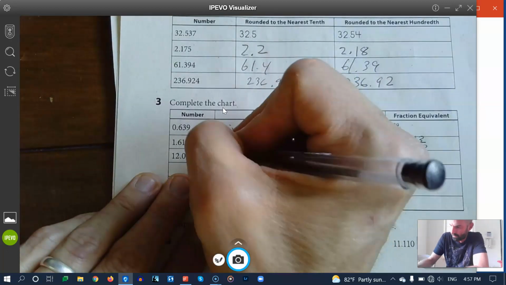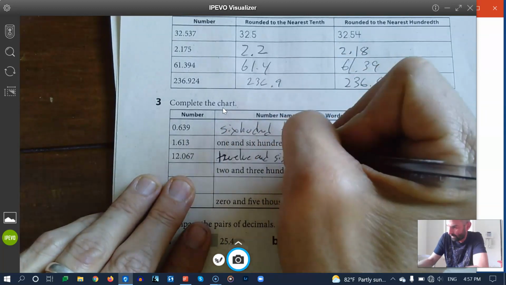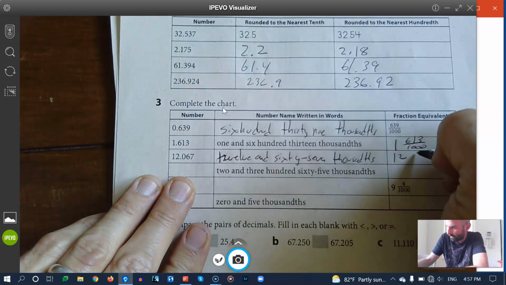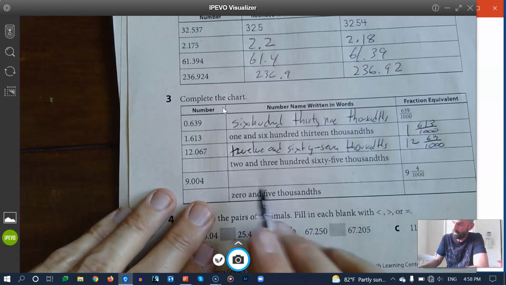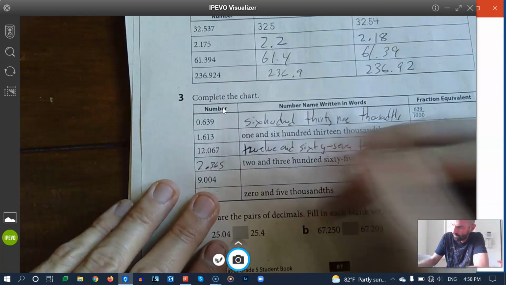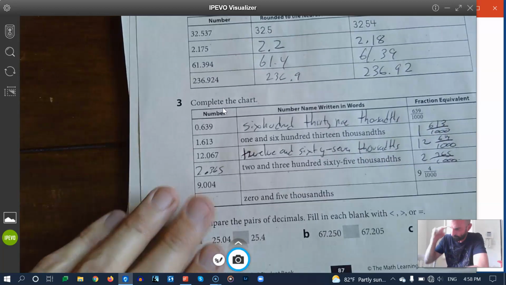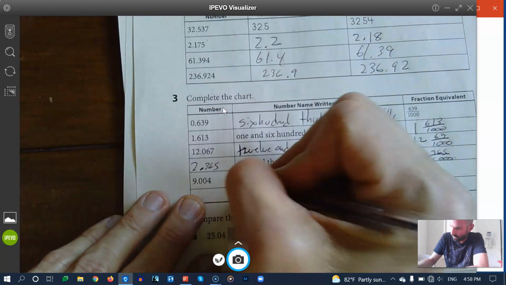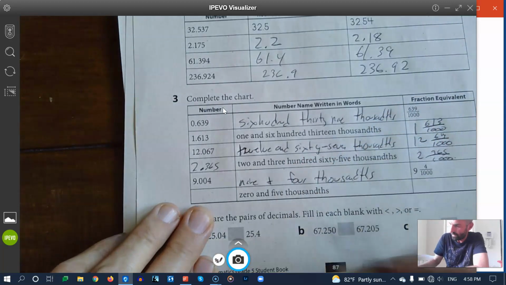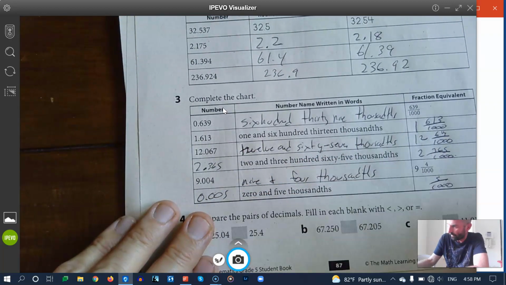12 and 67 thousandths, which is 12 and 67 over 1,000. 2 and 365 thousandths. 2 and 365 over 1,000. 9 and 4 thousandths. 0 and 5 thousandths. 0.005, and that would just be 5 over 1,000.